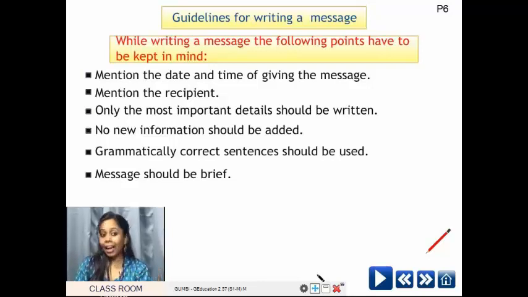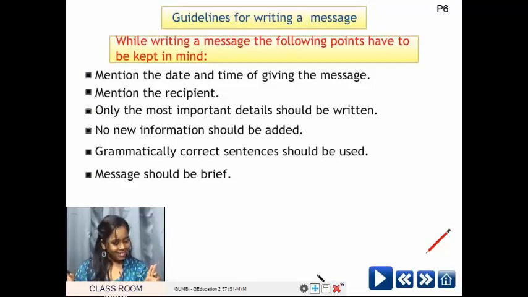And last, what does it mean? It should be brief. Of course, because no extra information, no other additional details are given. So, the message should be short, brief, to the point, clear.